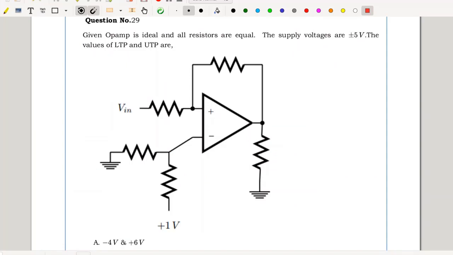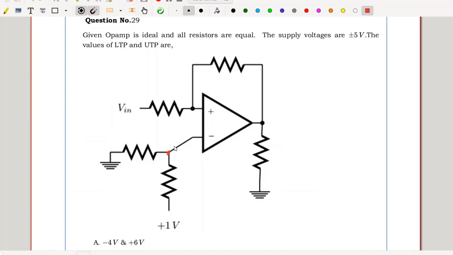Question number 29. Given the op-amp is ideal and all resistors are equal, the supply voltages are plus or minus 5 volts. The values of LTP and UTP are. This belongs to a Schmitt trigger circuit. The feedback is positive. LTP and UTP are asked. LTP is the lowest value of Vin at which the state changes at the output, and UTP is the highest value of Vin at which the state changes at the output. So output can be either plus 5 or minus 5.